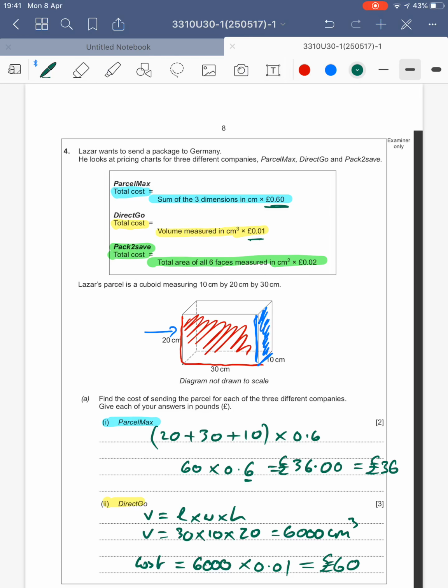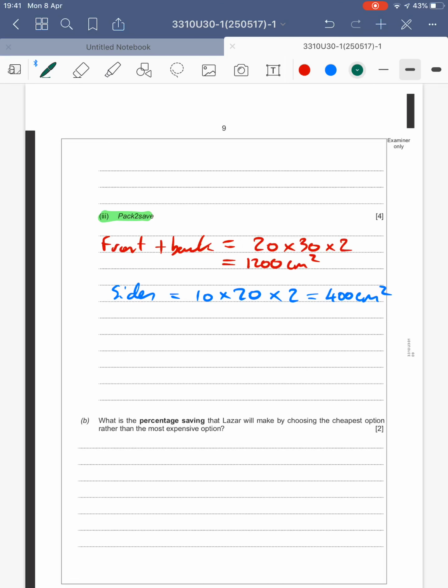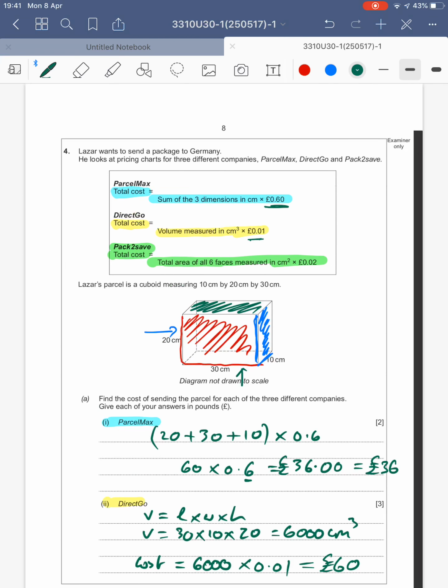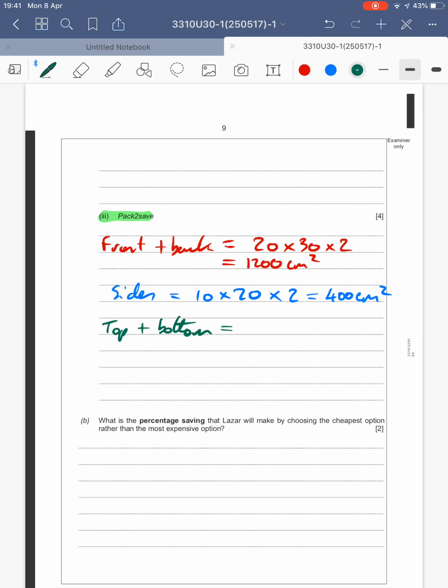And then we've got the top and the bottom. So you've got your top and you've got your bottom there that you can't see. So your top measures 30 by 10. So it's 30 times 10. But again, we've got 2 of them. We've got the top and the bottom. So we times by 2. That gives me 600 centimeters squared.